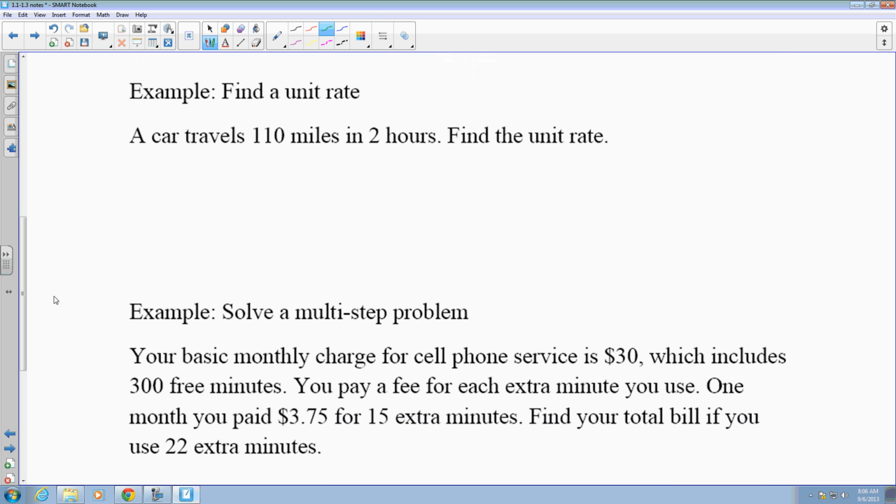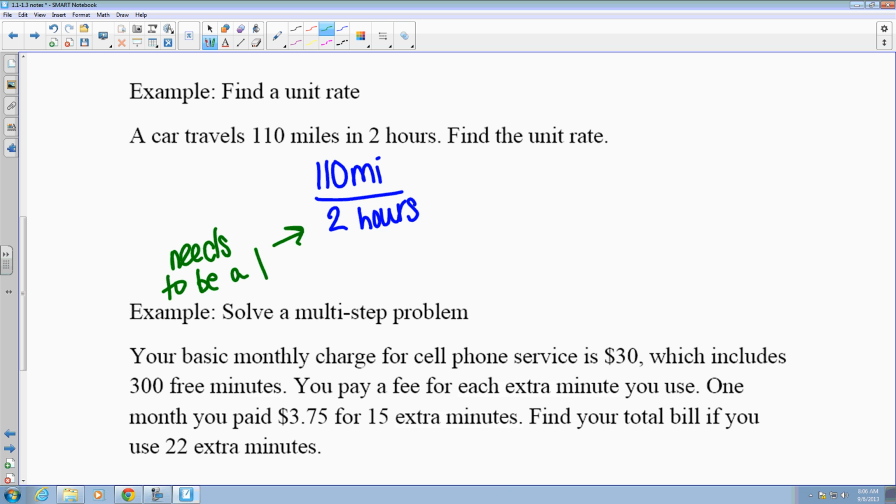Okay, now we have unit rates. A unit rate, I will explain as I do this problem. We are taking a car that travels 110 miles in 2 hours. Find the unit rate. So writing this as we normally see miles per hour, we're trying to get it to miles per hour. We don't want a 2 on the bottom. This needs to be a 1. Whenever you do a unit rate, whatever's on the bottom needs to be a 1.